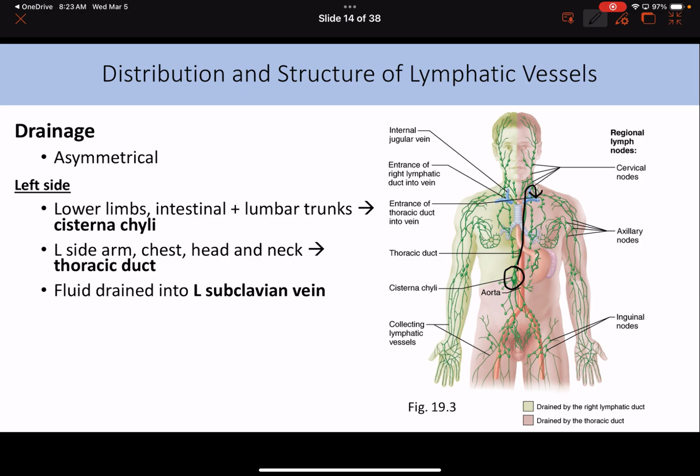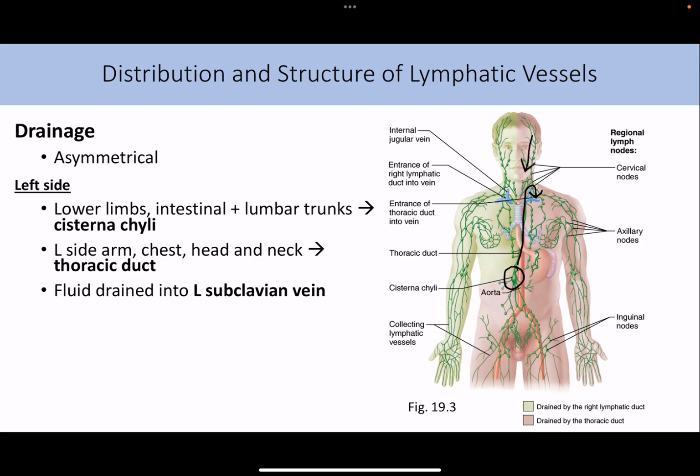But then also, your left arm, your left chest, and your left head and neck are all going to drain also into that thoracic duct. Not through the cisterna chyli, because that's at your abdomen. We're already past that once we get to our shoulder and our head and neck. But your head and neck and the arm and shoulder are going to go into the thoracic duct and then into that left subclavian. So the thoracic duct goes all the way up your abdomen and chest, and it curls over to the left subclavian.